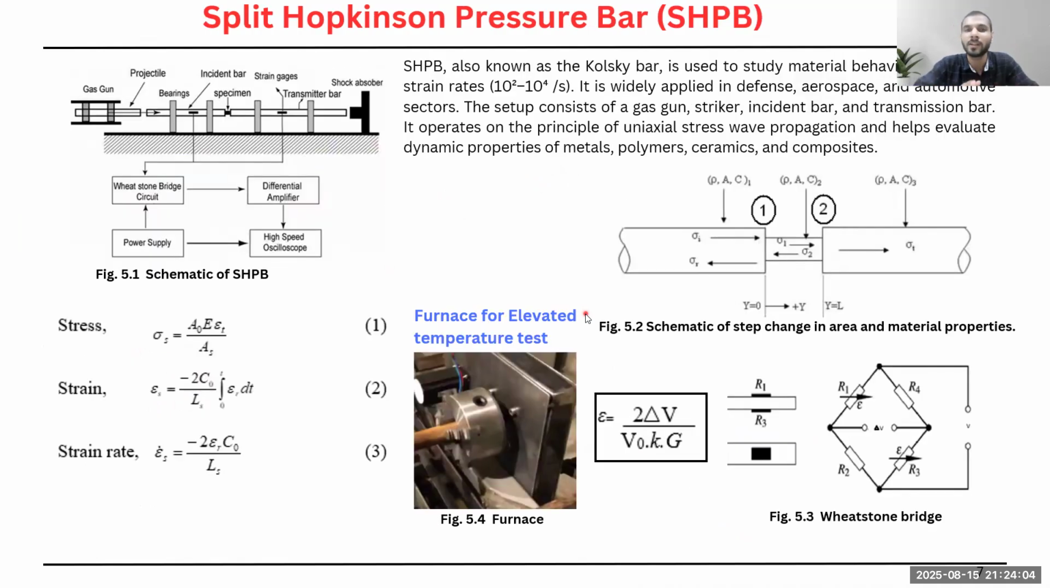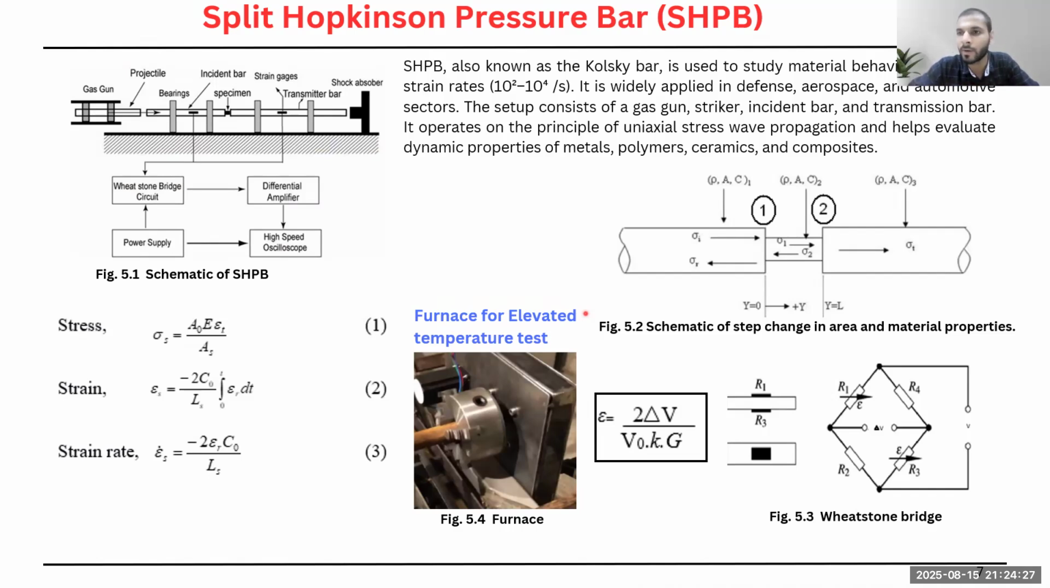Now, here comes the most important part of our presentation, which is the split Hopkinson pressure bar. So what is this setup? This setup is generally used for dynamic loading, in which the material undergoes a high strain rate, typically between 10 to the power 2 to 10 to the power 4 per second.